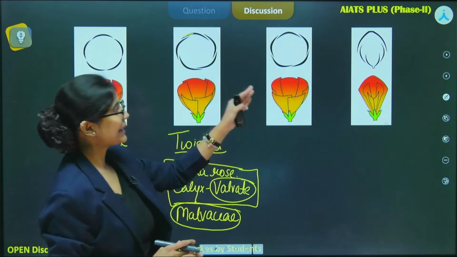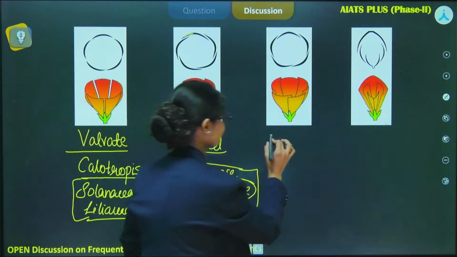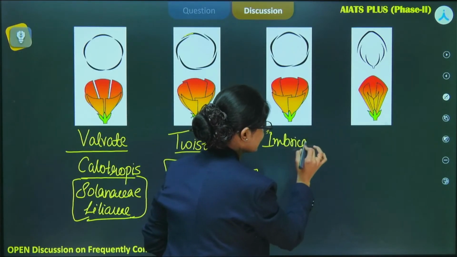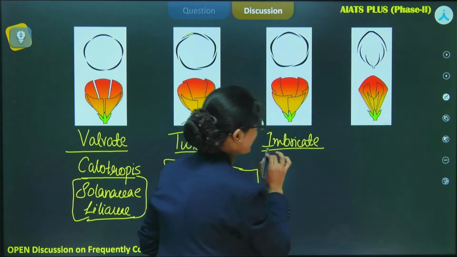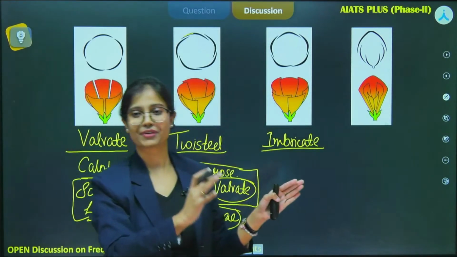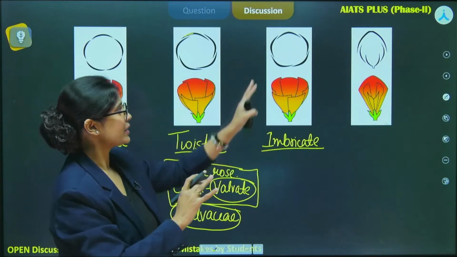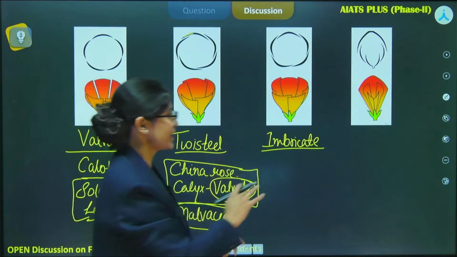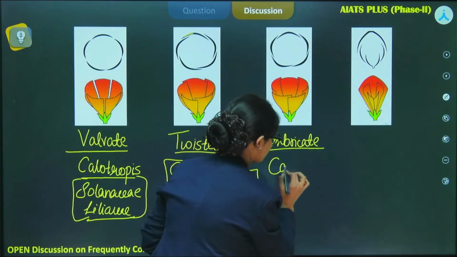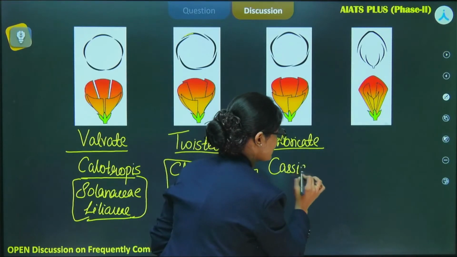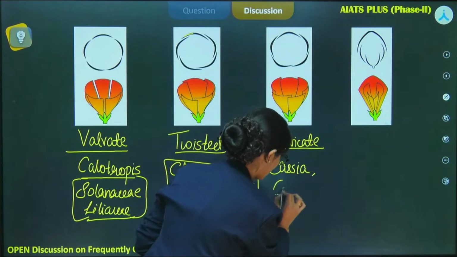Now, the next one is imbricate, where we can see that petals are not arranged in a defined order. They are arranged in a very ill-mannered way, not in a particular defined order, and this type of aestivation is observed in Cassia and Gulmohar.